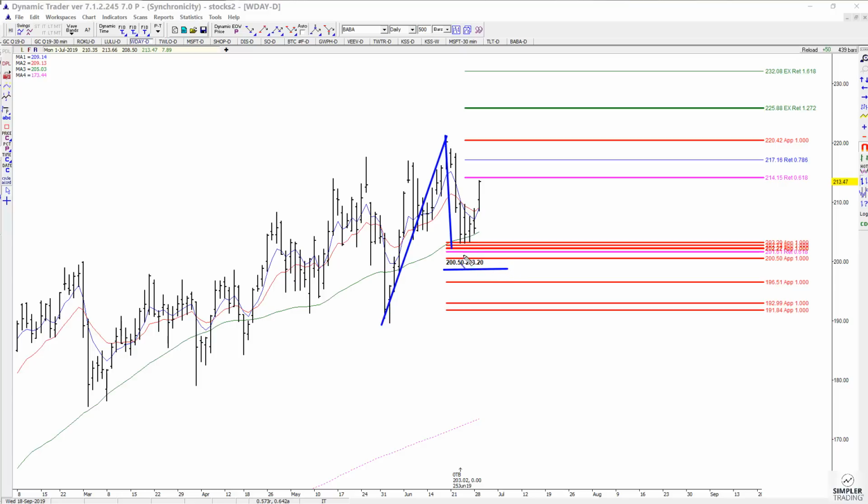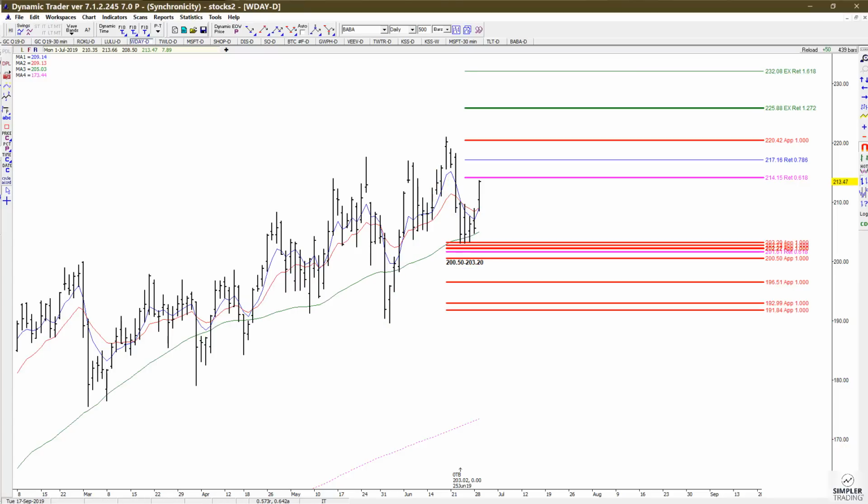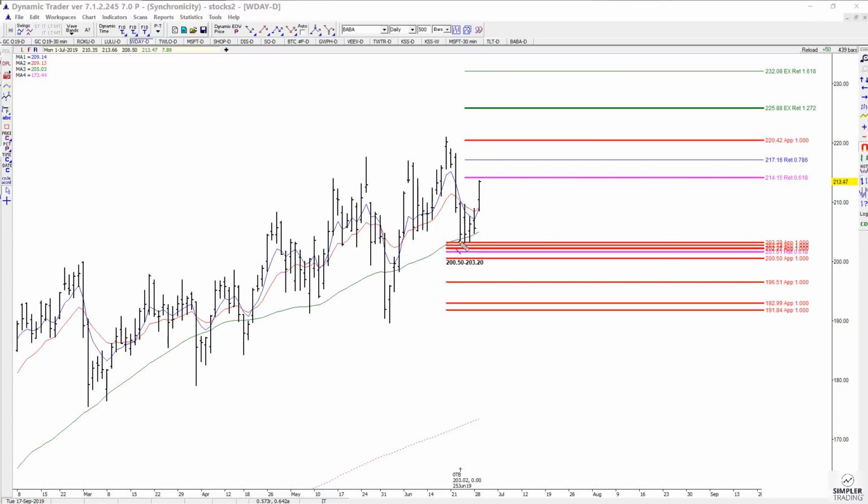It included 1, 2, 3, 4, 5, 6. It looks like 6 price relationships there, so that was a pretty solid cluster. Now, if we see the full move off of this low, then our initial upside target is going to be the 225.88 area. That's typically what we shoot for. We'll look for the extension.